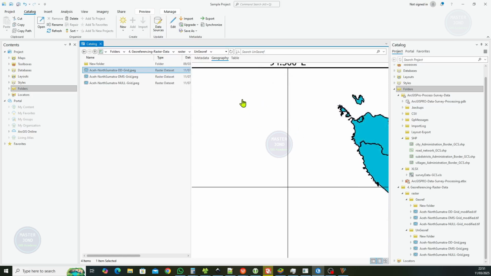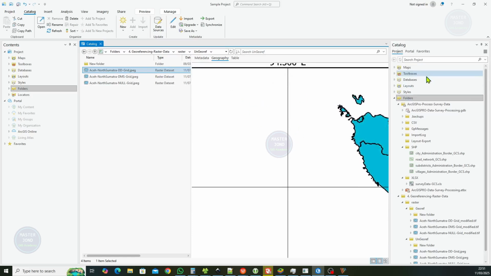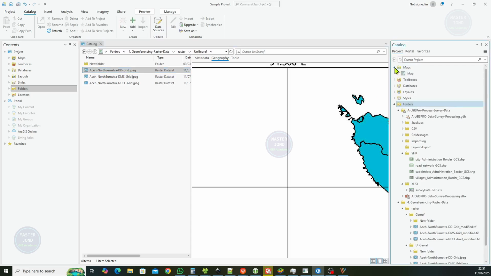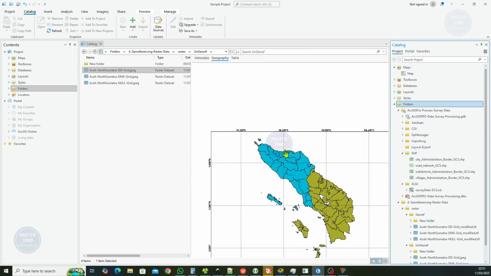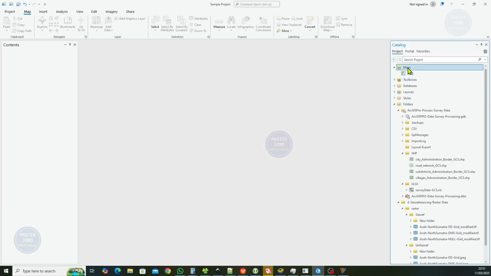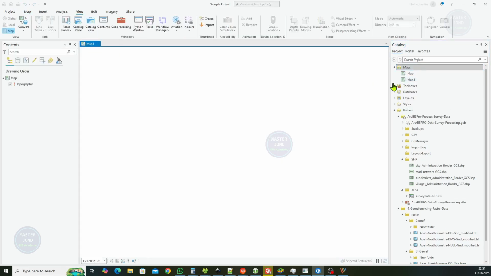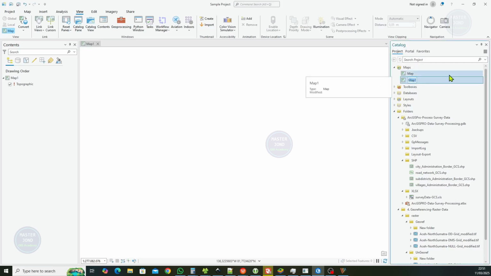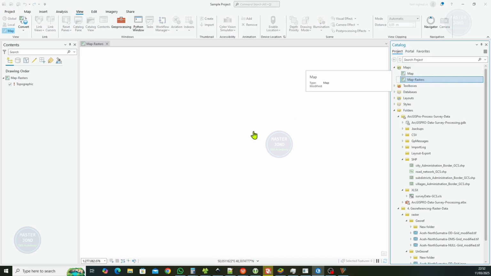Okay. Now, I think we will make a new map here. This is the catalog, so we will need to see it on the data view, not only the catalog. So I think we can close the catalog and create a new map here. Just right click and click new map, or Control M. There is Map 1, but I would like to rename it as Map Rasters. Okay, that's much better, I think.